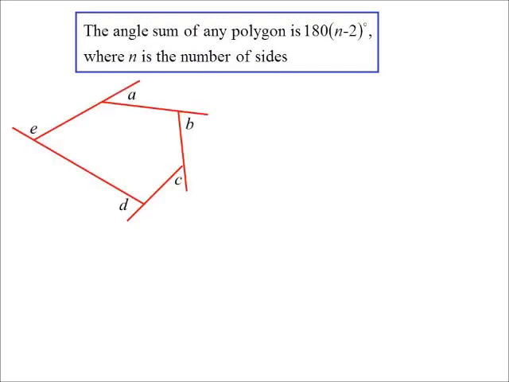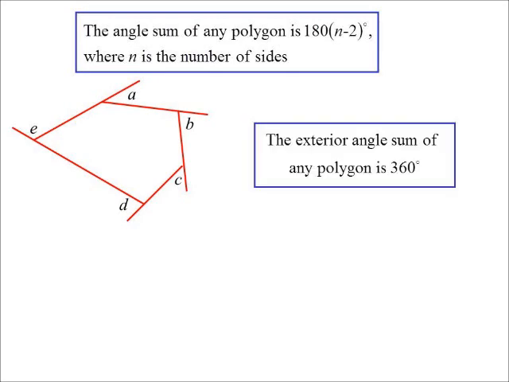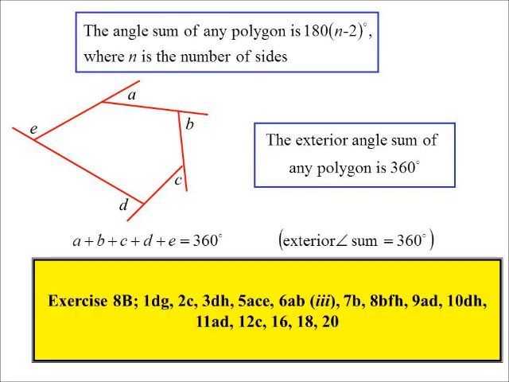This one's an interesting one, exterior angle sum. If you get all of the exterior angles of the shape, and it doesn't matter how many sides, it's always equal to 360. So there you go, exterior angle sum 360. So there's our triangle theorems.